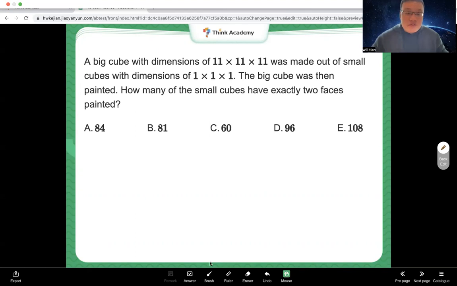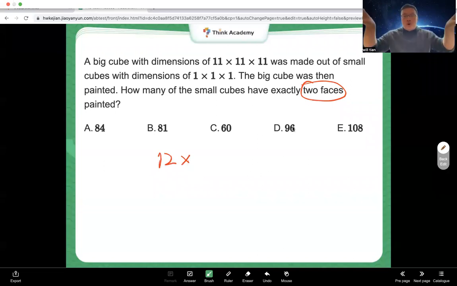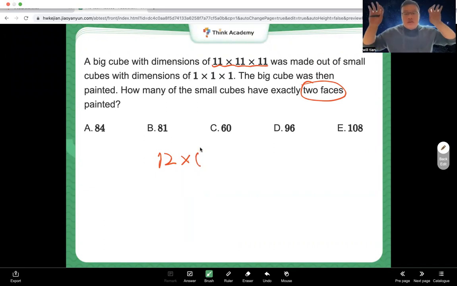So everyone, if you paint all of that, the cubes that are painted on only 2 faces are all on the edges, right? And as for a big cube, you have 12 edges. In each edge, except the 2 corners, all the others will be painted on 2 faces, right? For each edge, we have 11 cubes there, but you don't count the 2 at the ends, because those 2 will be painted on 3 faces at the corner.